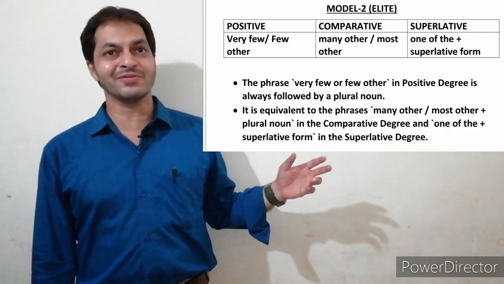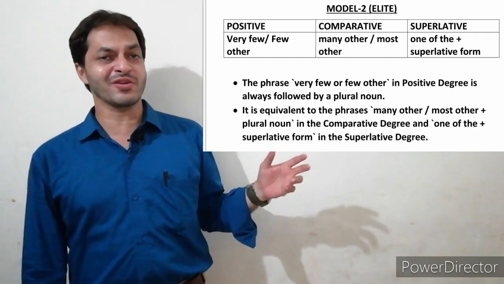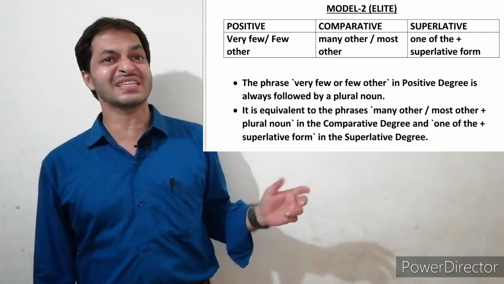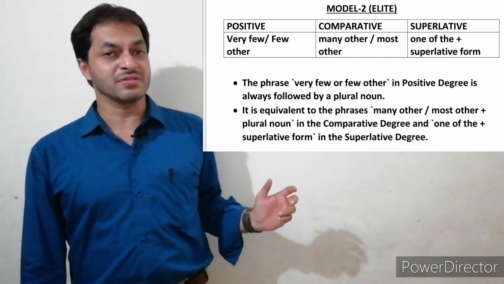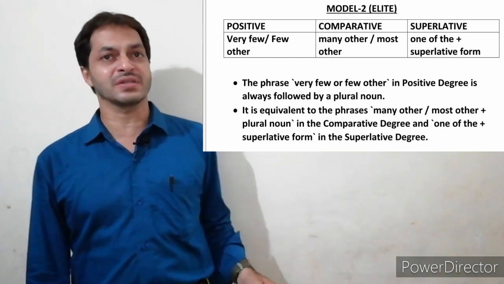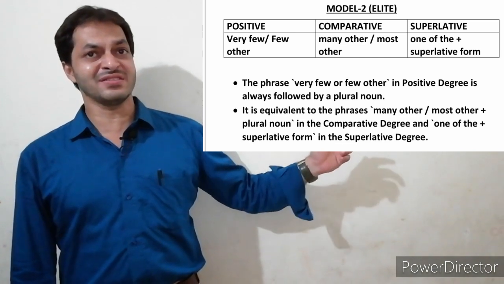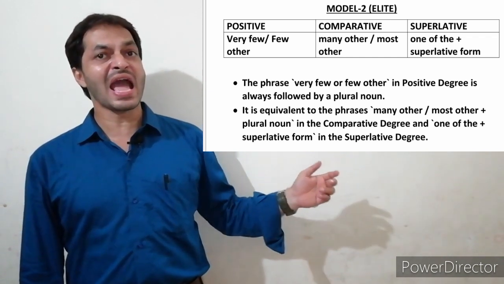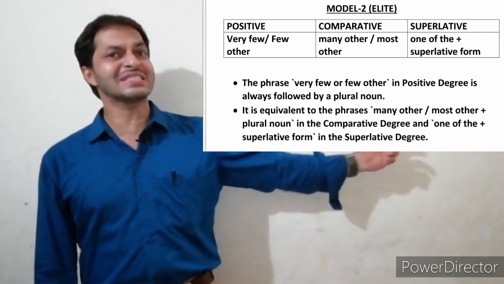Dear students, let us get through Model 2 or elite. Elite means a select group that is superior. Not only one, a select group that is superior. Observe the table. The phrase very few or few other is always followed by a plural noun. The phrase very few or few other is equivalent to the phrases many other or most other plus plural noun in comparative degree and one of the plus superlative form in superlative degree.